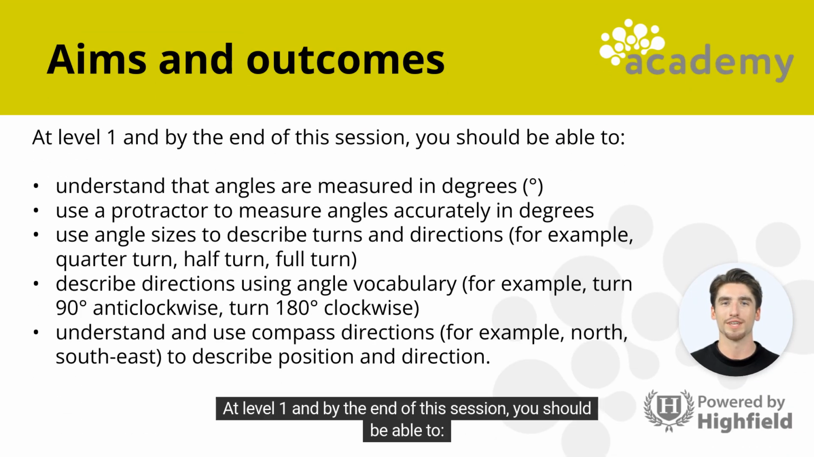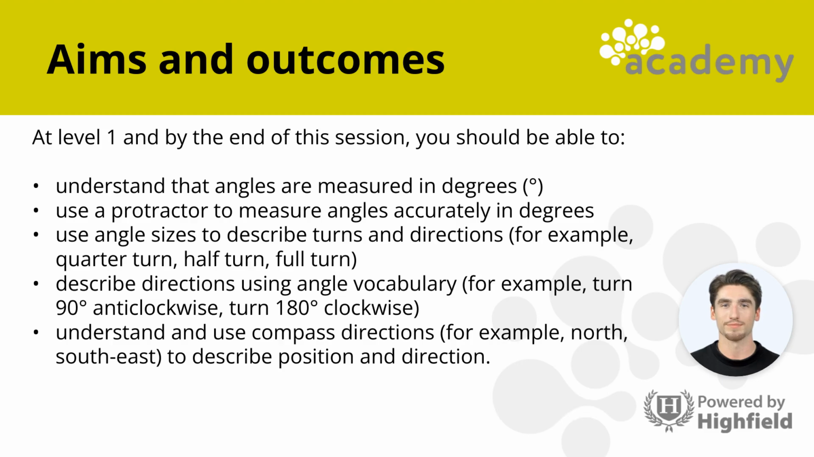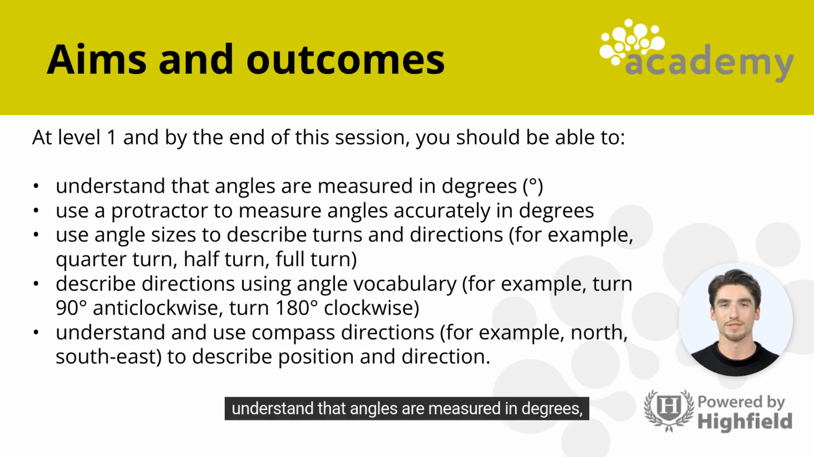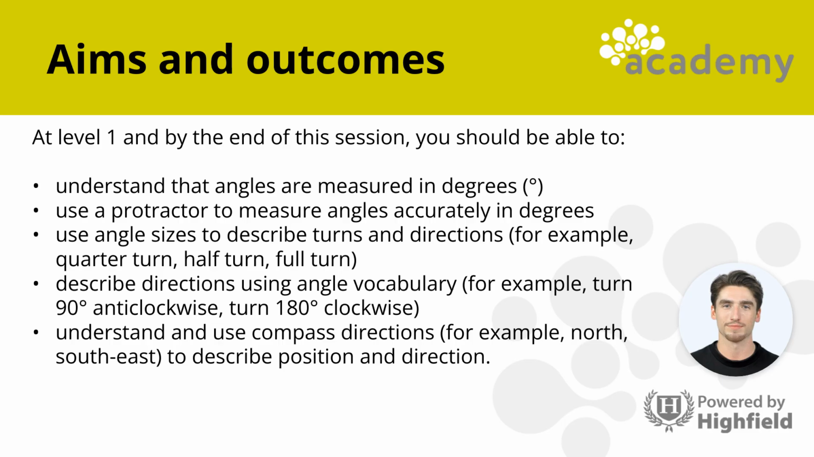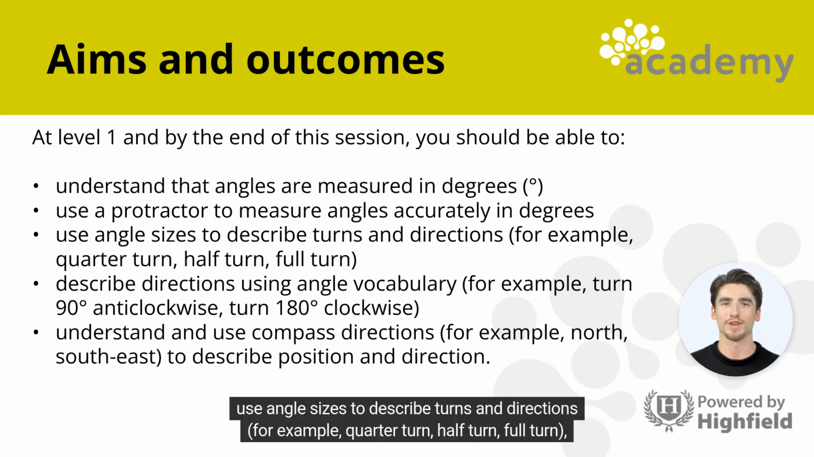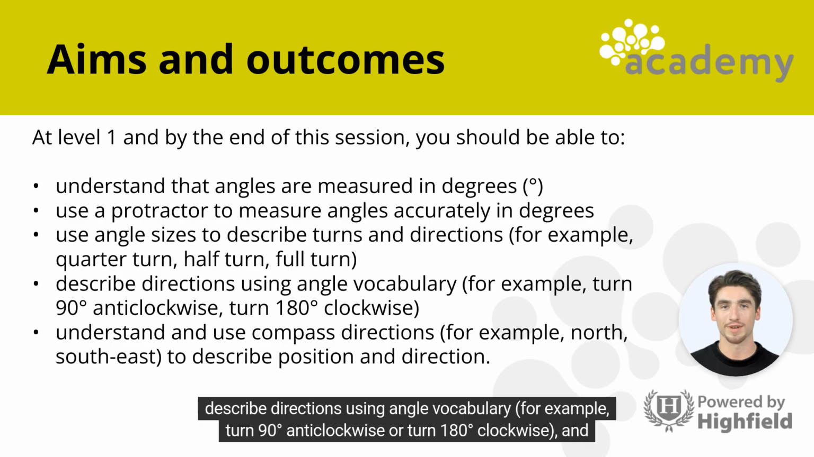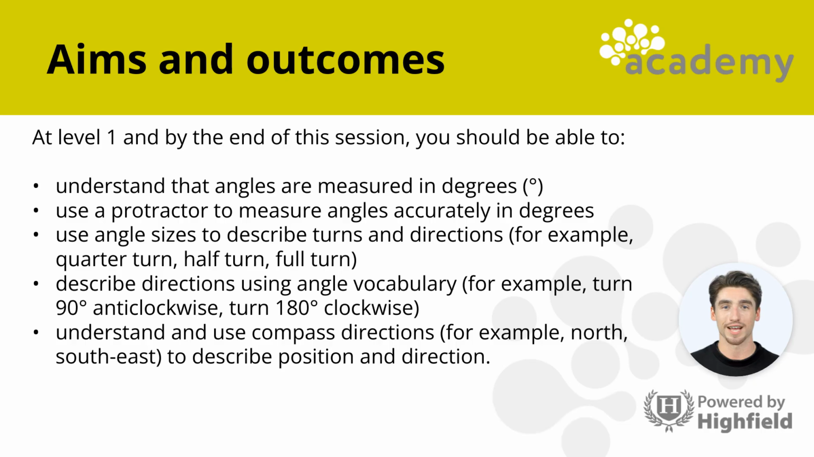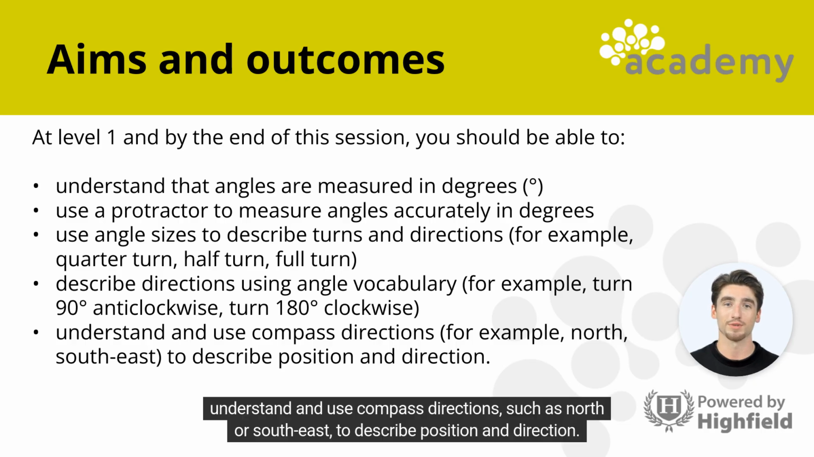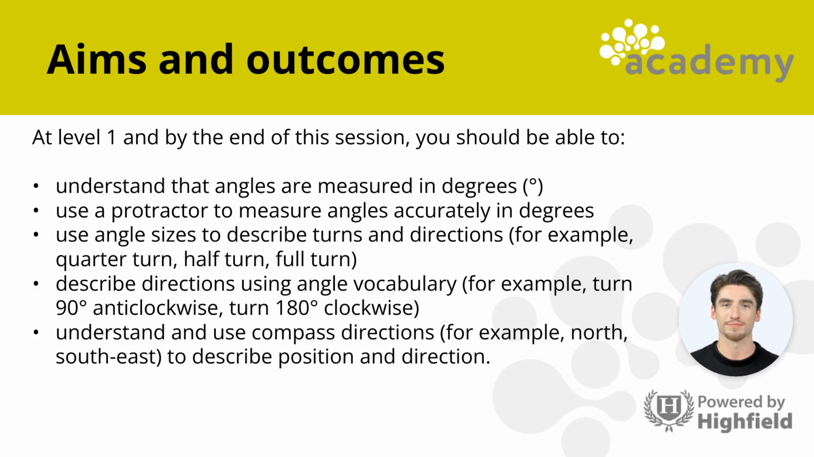At Level 1 and by the end of this session, you should be able to understand that angles are measured in degrees. Use a protractor to measure angles accurately in degrees. Use angle sizes to describe turns and directions, for example, quarter turn, half turn, full turn. Describe directions using angle vocabulary, for example, turn 90 degrees anticlockwise or turn 180 degrees clockwise, and understand and use compass directions, such as north or southeast, to describe position and direction.